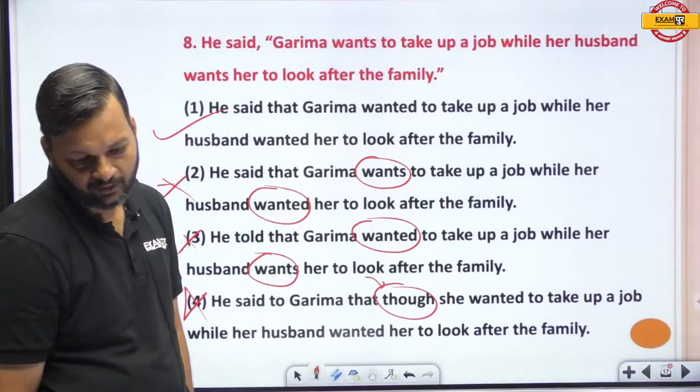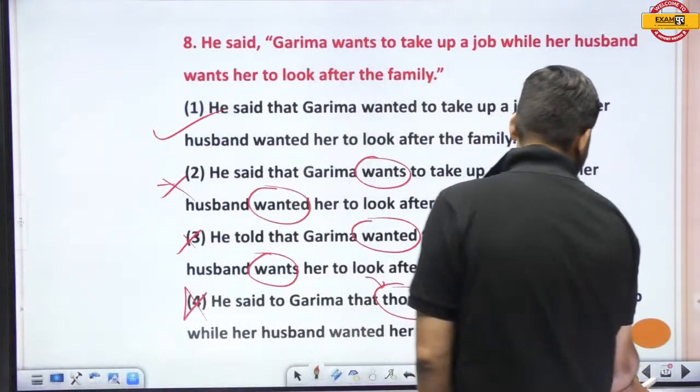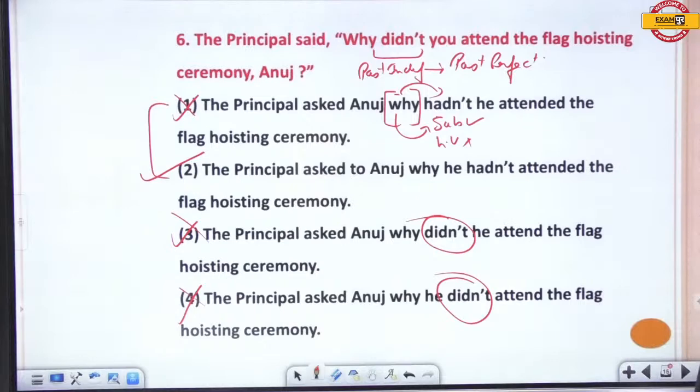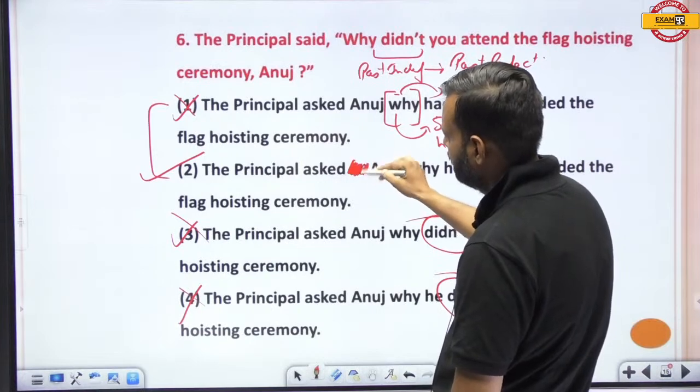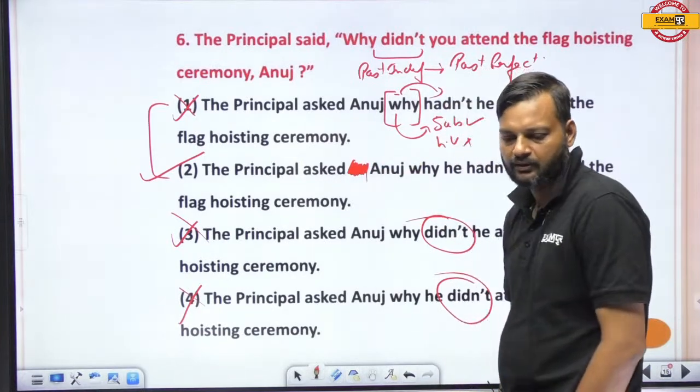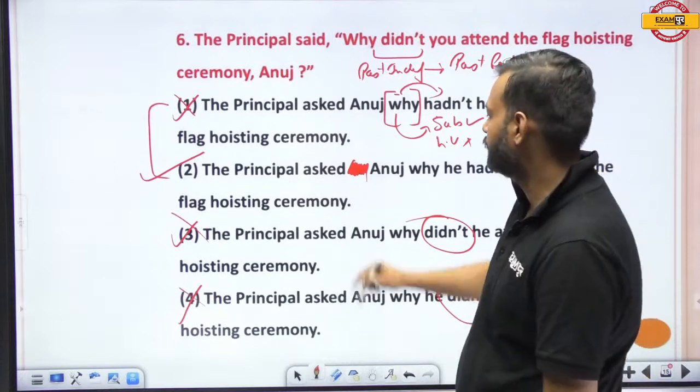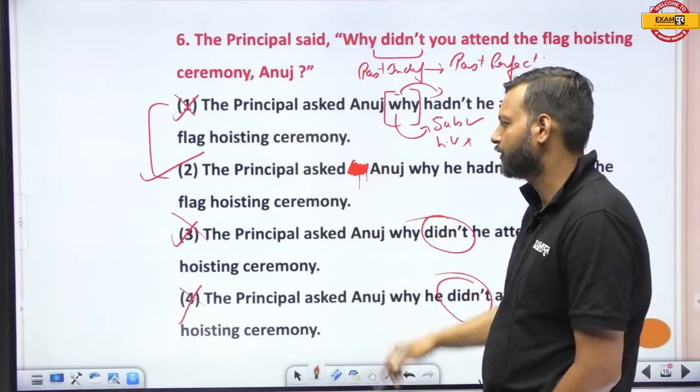In question number 6, option 2 is wrong. Question number 6. Yeah, this is a misprint. Remove this. Absolutely right, Sakshi. This is wrong. Option 2 is wrong. Remove it.